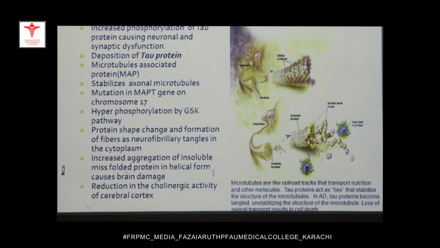This is a helical structure, and that results in the reduction in the cholinergic activity of the cerebral cortex. Now you see, normally this tau protein gives stability to the microtubules surrounding the axons. When they become hyperphosphorylated, they change their position and accumulate in different positions as tangles, and this results in the instability of the microtubules and later on axonal damage and neuronal damage.